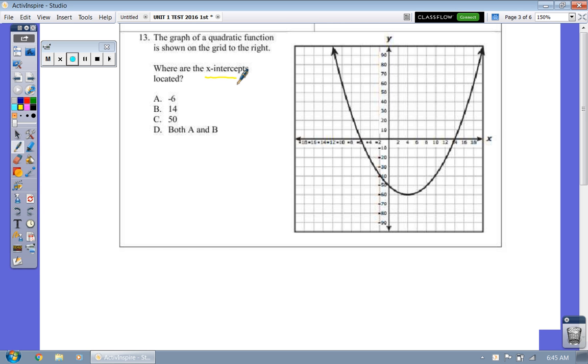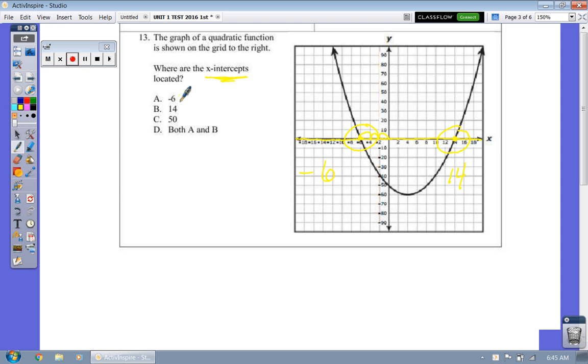13, where are the x-intercepts? So if we go back to the previous question, the x-intercepts are located where they cross the x-axis. So if you look, this graph crosses the x-axis here and here. So let's look at those numbers. They're counting by 2s. 2, 4, this is negative 6. I know it's a little blurry, but it crosses at negative 6 on the left. And then look here, it crosses at 2, 4, 6, 8, 10, 12. It crosses at 14 on the right. There are actually 2 of them here.